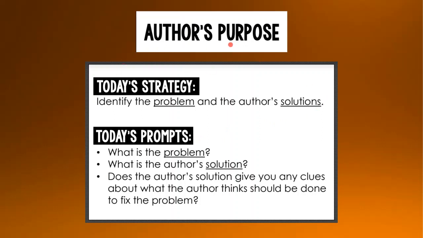Okay, so let's talk about what is author's purpose anyway. What exactly are we talking about here? The strategy is going to be to just identify the problem and the author's solutions. So this is a big clue to what the author's purpose actually is. If we can identify what the problem and the solution is, which I know we have done before, then that gives us a really good idea of why the author is writing in the first place and what they're trying to say. So what is the problem? What is the solution? And does the author's solution give you any clues about what the author thinks should be done to fix the problem?